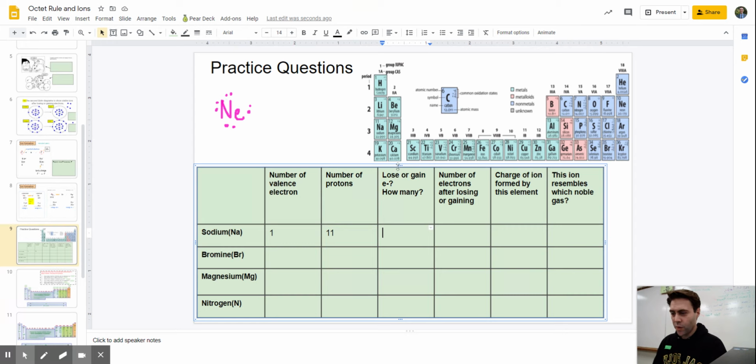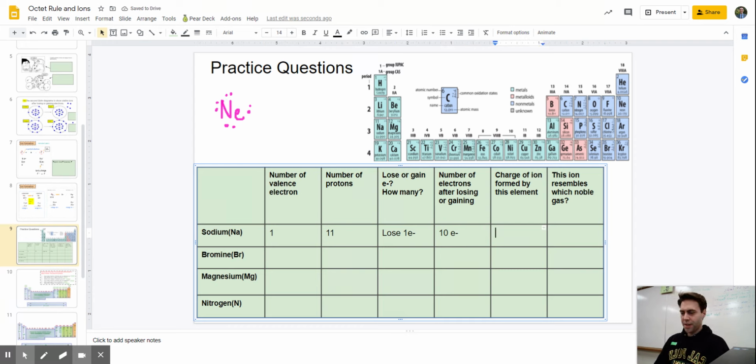Now, sodium. Sodium has one valence electron. Sodium will lose 1, and put e minus, lose 1 electron. So if you lose 1 electron, initially, how many does it have? It has 11, because the number of protons is equal to the number of electrons. So if it loses 1, now it's going to have 11 minus 1, 10 e minus. e minus just means electrons.